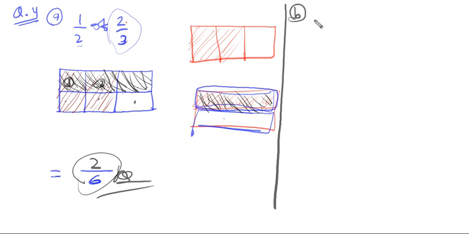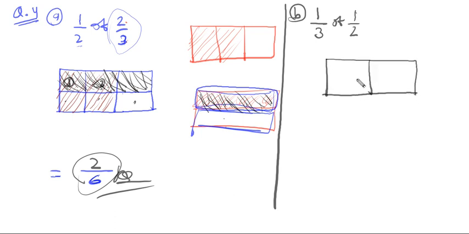B part of question number 4. Now 1 by 3 of 1 by 2. Now make a block here and make 2 parts of it. This is 1 part and 2 parts. Now shade 1 part of these 2 parts. I am going to shade 1 part of these 2 parts. Now this is the 1 part out of these 2 parts. I have shaded here.